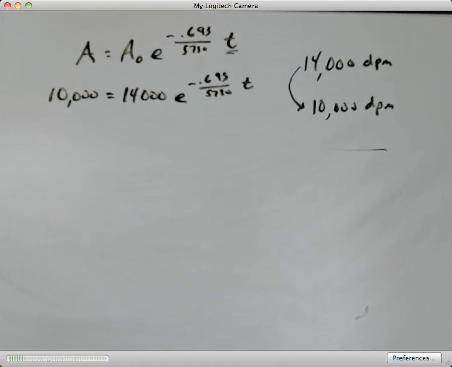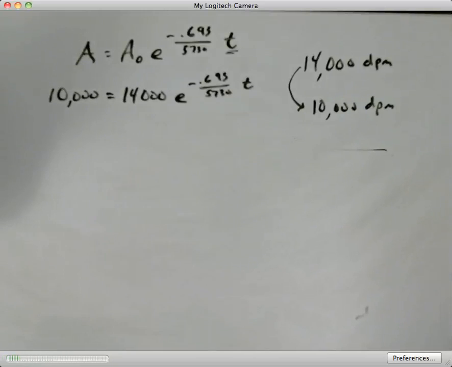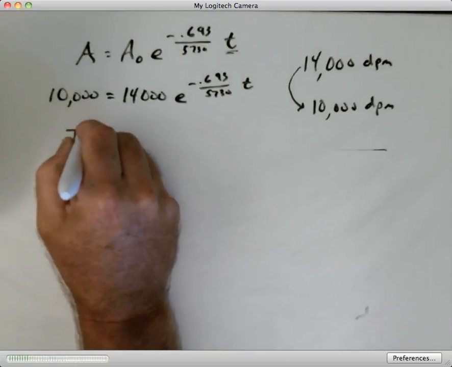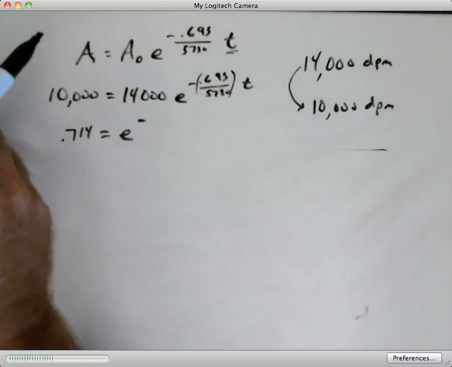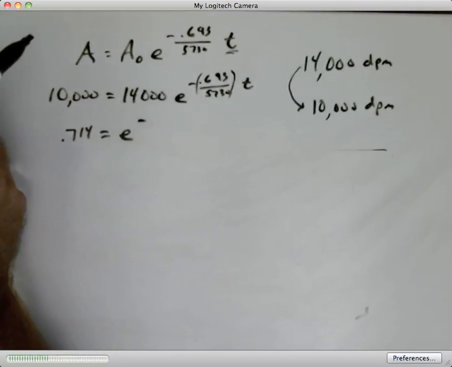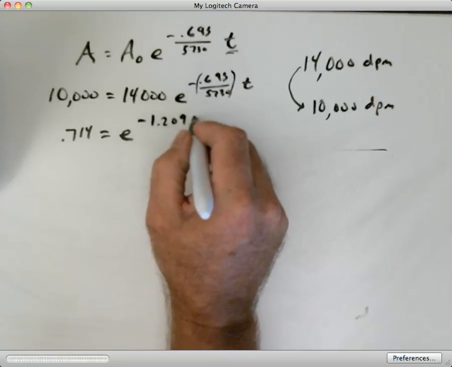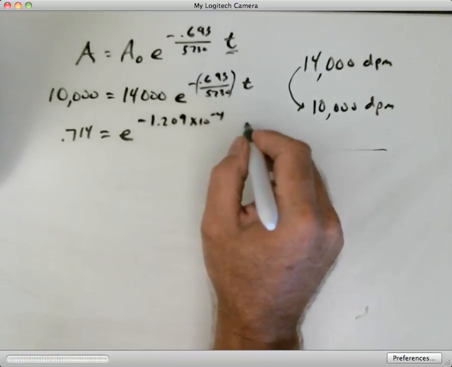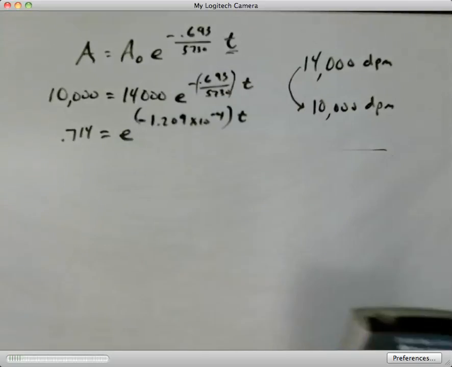Now, when you're solving for a letter, that should make you think, oh, that's an algebra class. So I think the first thing I'll do is divide both sides by 14,000. So 10,000 divided by 14,000 comes out 0.714. So I have 0.714 equals e to the negative, and I'll go ahead and divide this out to see what that is. 0.693 divided by 5730 comes out 1.209 times 10 to the minus fourth times t. So I have to solve for t somehow. So how do you do that?